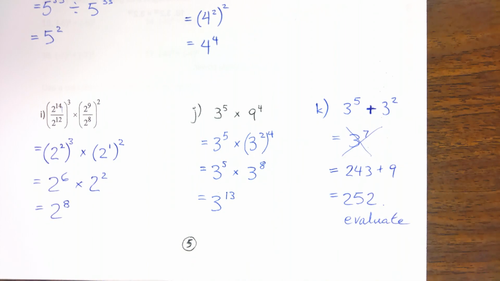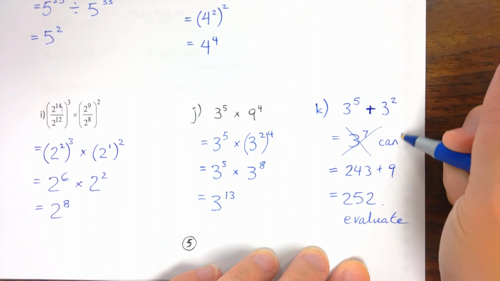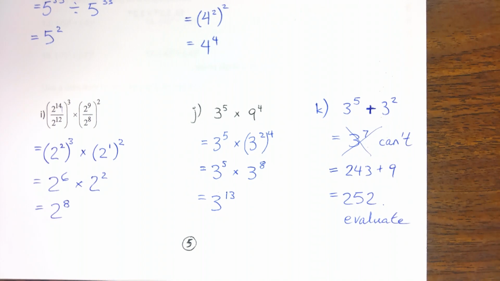Like if a question said that, but then it says write as a single power, would you just say you can't? Yeah, that's right. Okay, that is a tricky question. So your answer, if it says write as a single power, you just write cannot, or can't, or undoable.